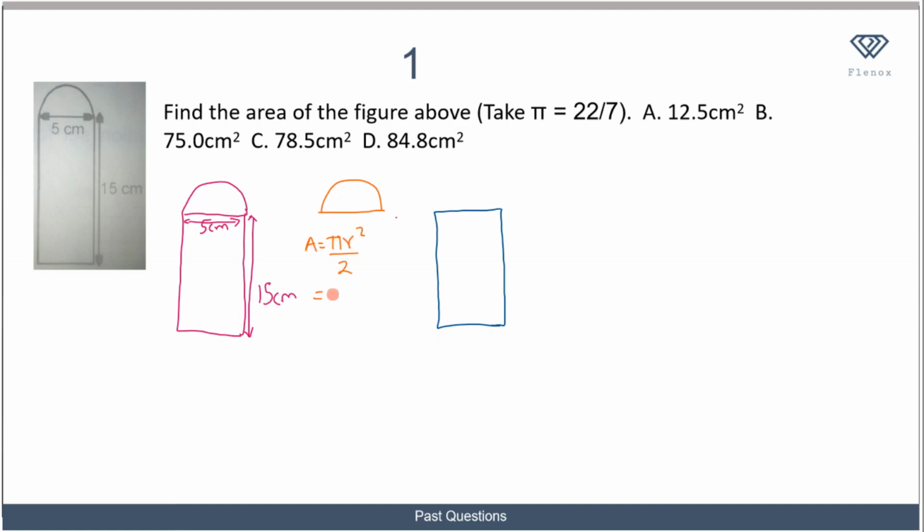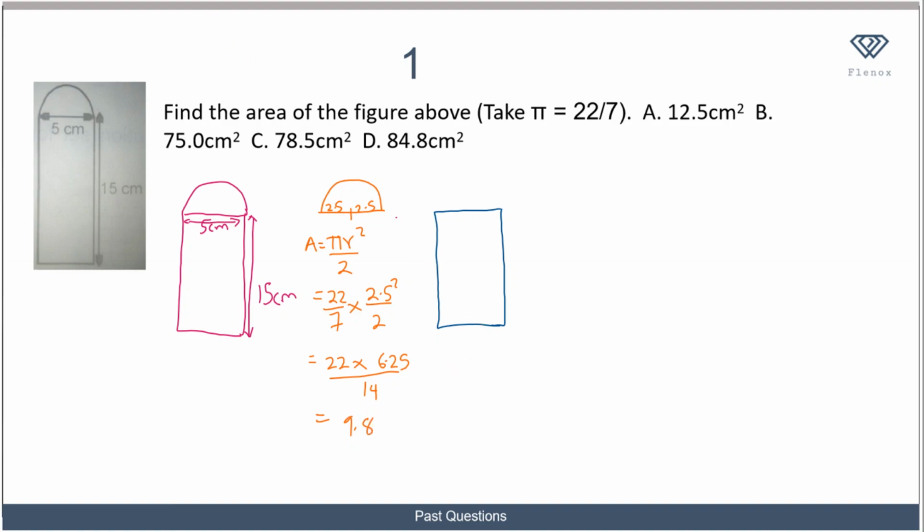Now I'm told to take pi as 22/7, so this becomes 22/7 times, and my radius in this case is going to be 2.5, because the diameter, the distance from here to here, is 5. So half of it is going to be the radius, which is 2.5. So I have 2.5 squared over 2. And that becomes 22 times 6.25, over 7 times 2, which is 14. And when you punch this into your calculator, you get 9.8.